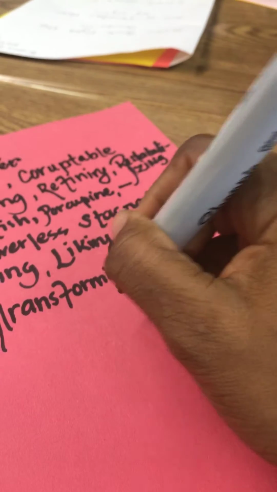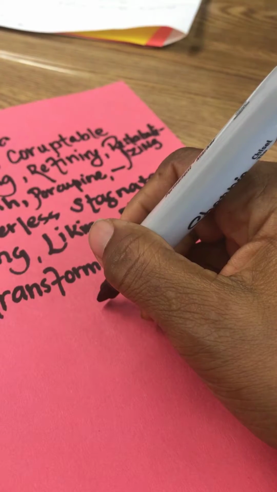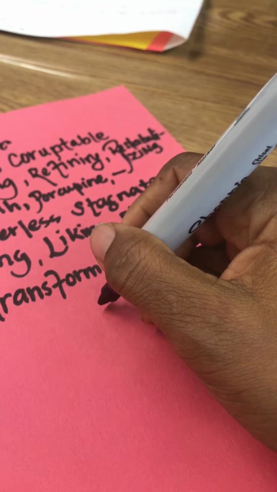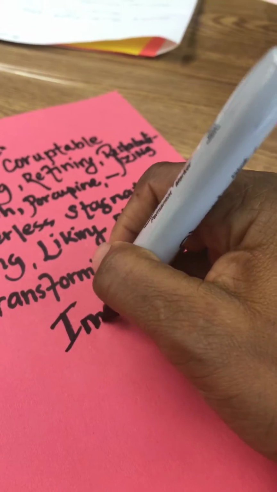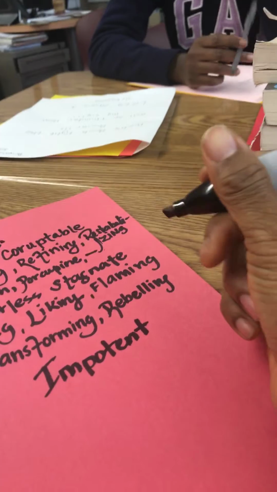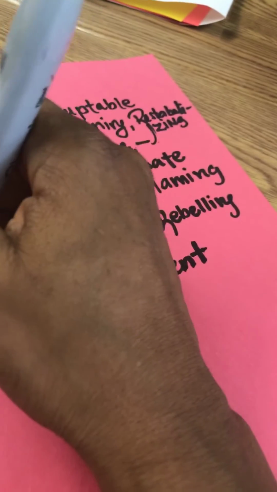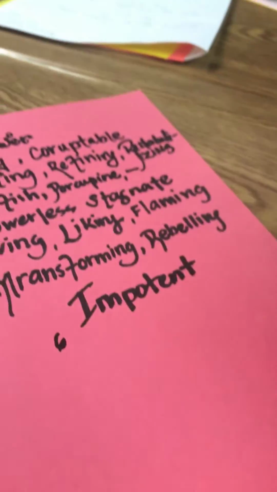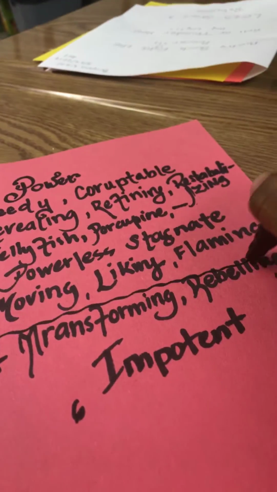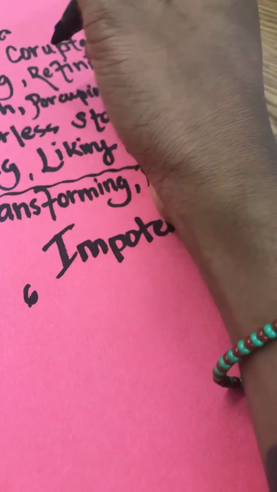And then the last one is opposite of power. Impotent. That's powerless. And that's it. Next, I need to have a symbol, and then I need to label all my literary devices. My line 4, 5, 6. This is my second stanza. Stanza 1, stanza 2. Jellyfish is my metaphor.